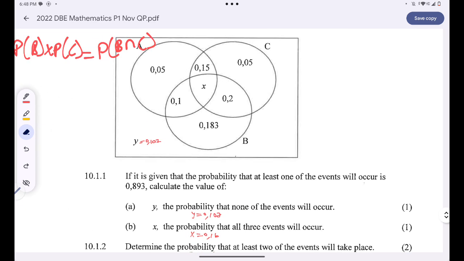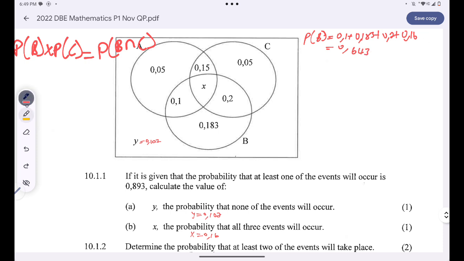I can simplify the probability of B. I'll simply add all of these things. It's 0.1 plus 0.183 plus 0.2 and x, which is 0.16. The probability of B is simply 0.643.